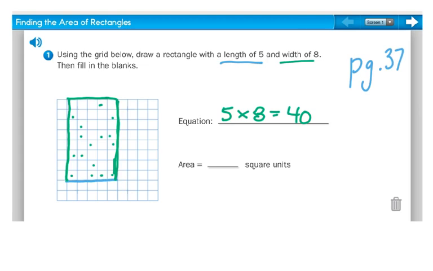And what we call this are square units. If you don't have your multiplication chart and do not have your facts memorized, you're going to want that chart near you for every lesson. The area is 40 square units. Go ahead and write that in your math journal.